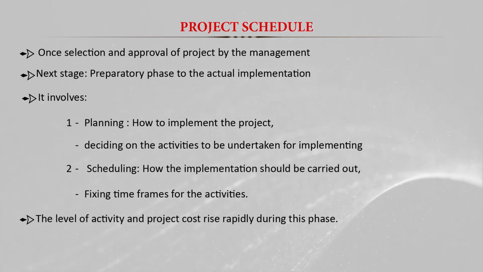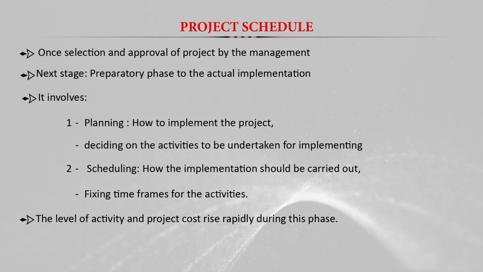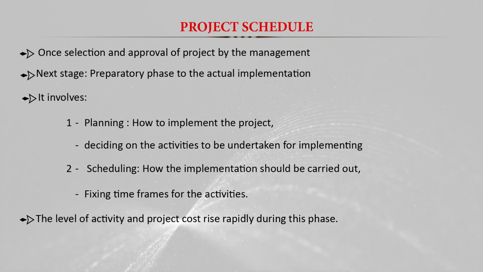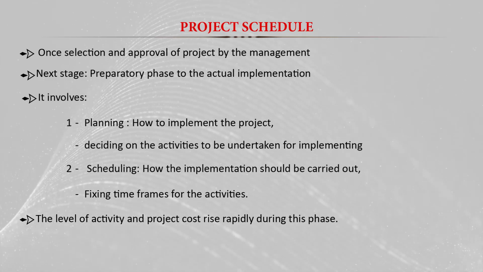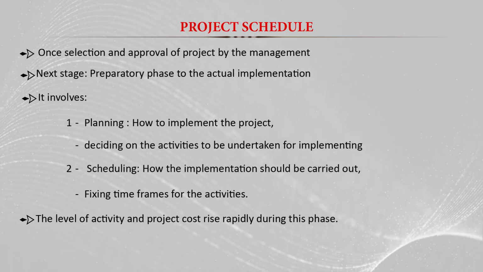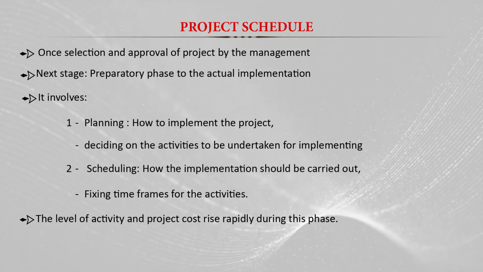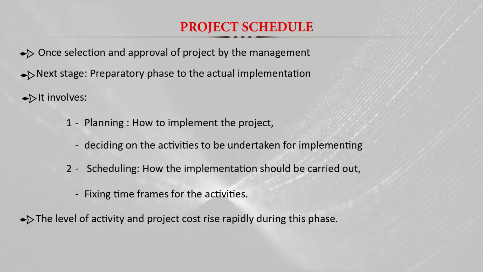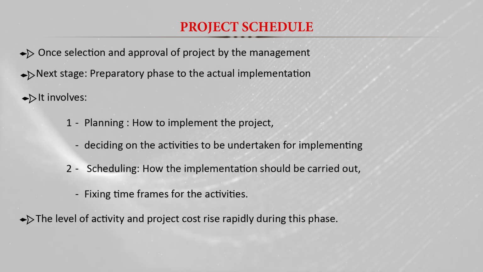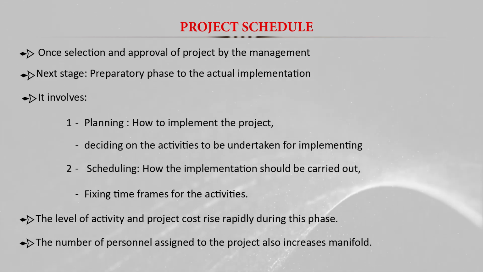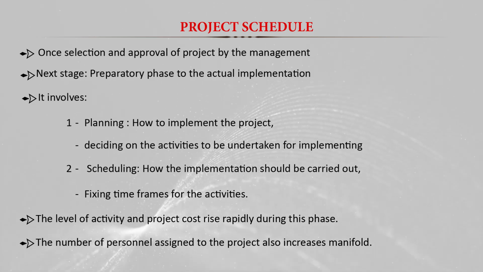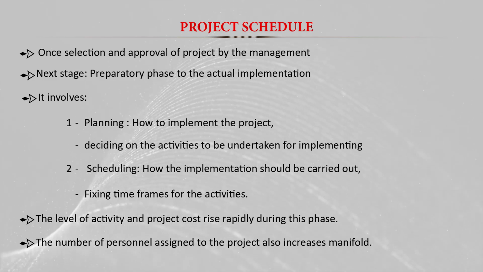The level of activities and project cost rise rapidly during this phase. In this preparatory phase before the implementation, the cost of activities and the level of activity start increasing. Many people start working on the project. We start planning the purchasing or procurement of the inputs. So the cost of the project starts increasing during this phase, and the number of personnel assigned to the project also increases manifold during this stage. That's why the cost of the project starts increasing at this time.